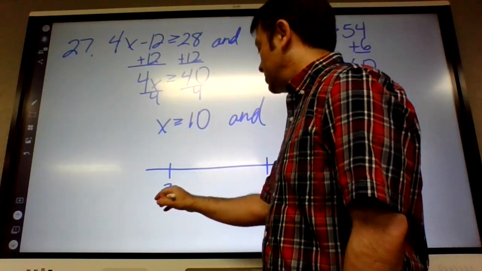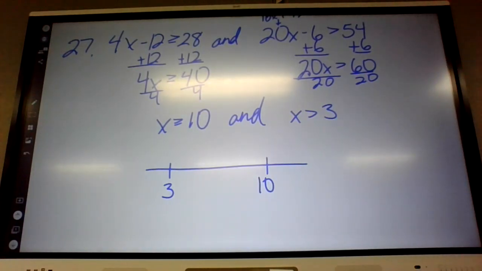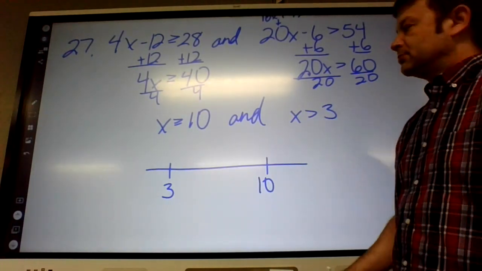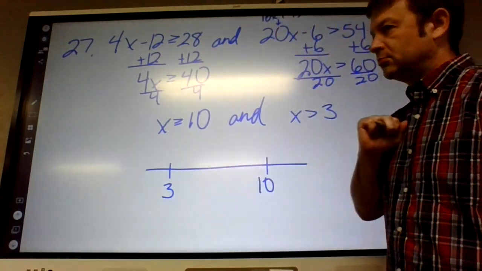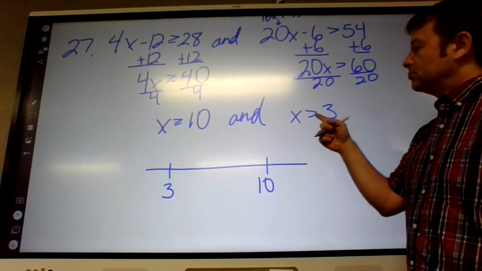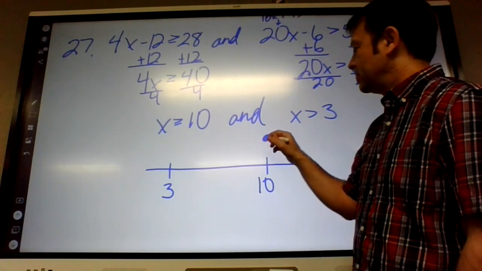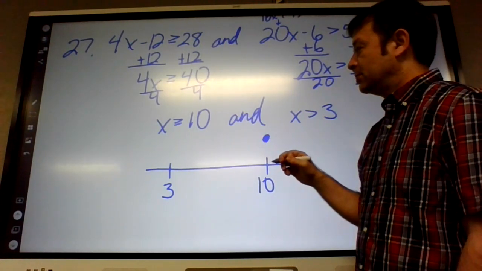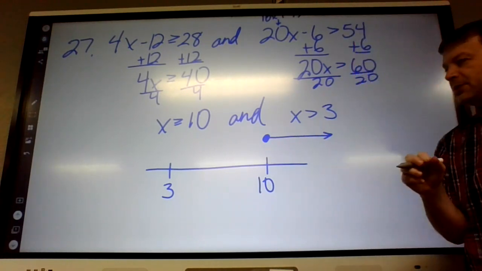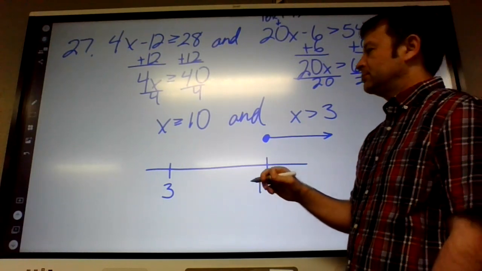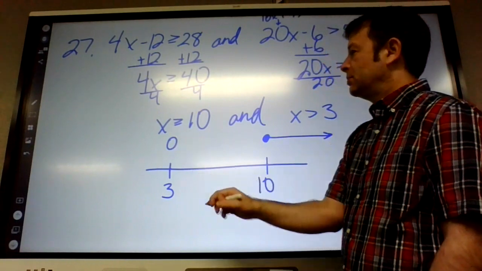I'm going to cheat a little bit on this one. 3 and 10. Okay, Lauren, what does x is greater than 3 look like? Oh, you're talking about 10? Yeah. I think it might have said 3, I don't know why. Closed circle going to the right. Okay, what does x is greater than 3 look like? Open circle. Yep.